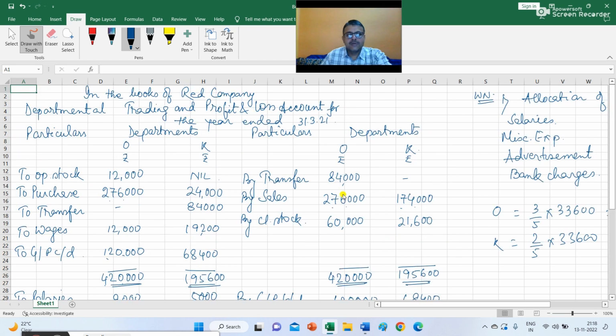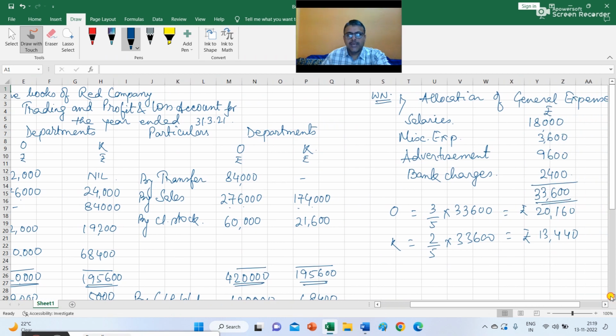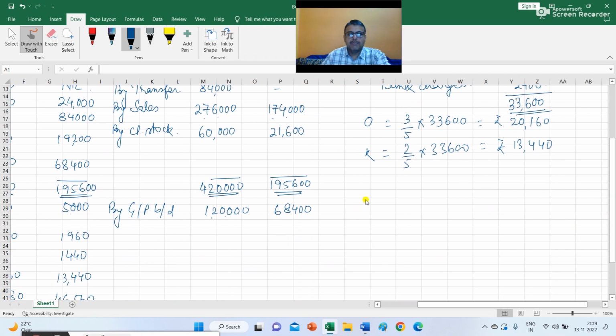Now there is a transfer of 84,000 by Department O to Department K. Now it is given in the question that the closing stock of Department K has 18,600, which is the stock transferred by Department O, and O has transferred to Department K at normal selling price. This means that there is an unrealized profit in stock. So we have to calculate what is the amount of unrealized profit in stock. So for that purpose, I need to calculate a small working. So this is working note number 2.